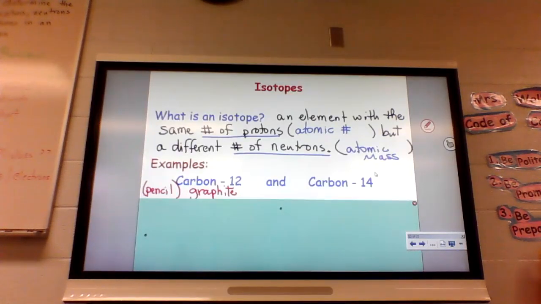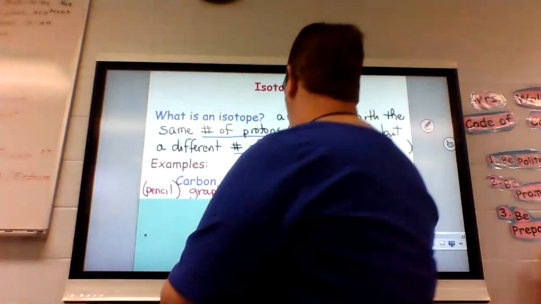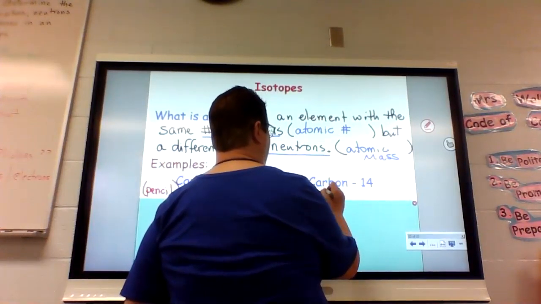Y'all are writing with carbon-based pencils. It's graphite. Pieces of carbon slough off and leave traces of writing on your paper. Now, carbon-14, you probably talked about in earth science. Anybody remember what carbon-14 was used for? If I said radioactive dating, would it bring anything back? Fossils. There we go. Carbon-14 is used for fossil dating.